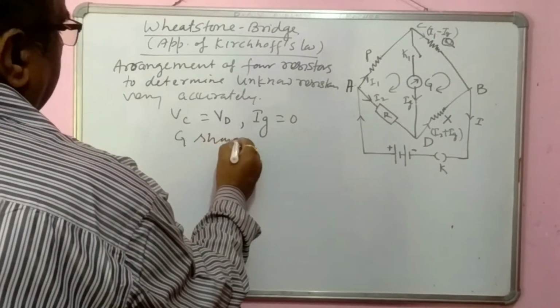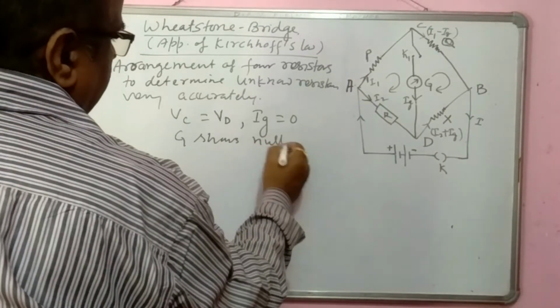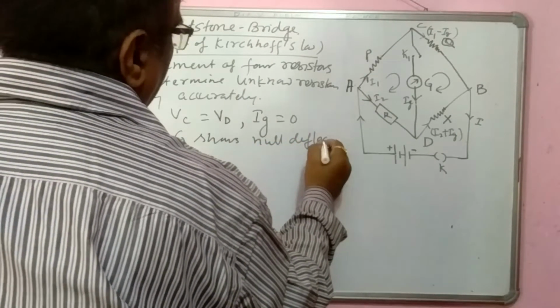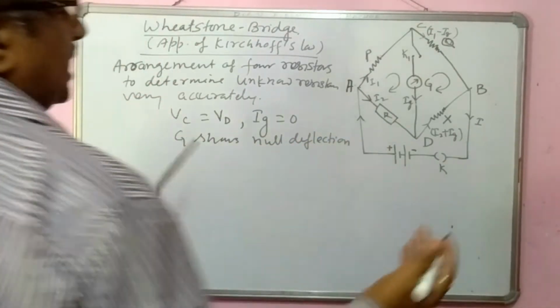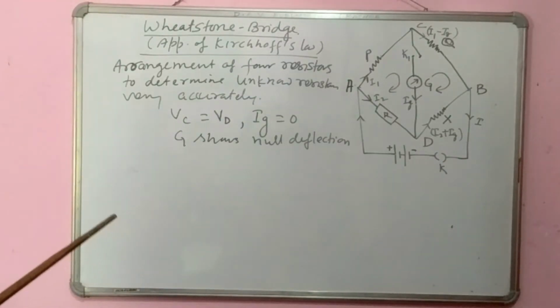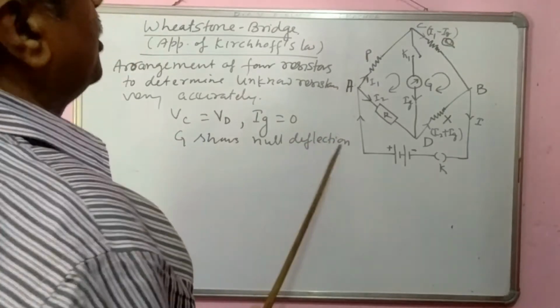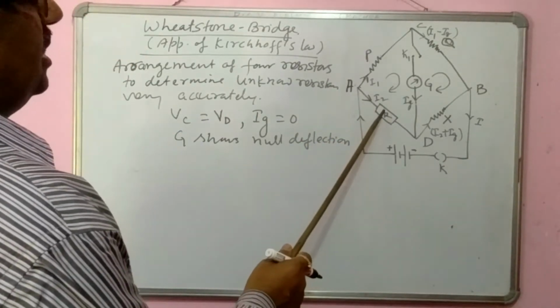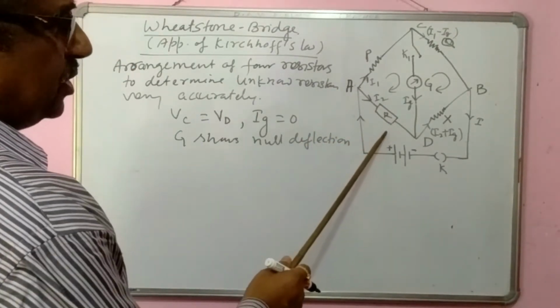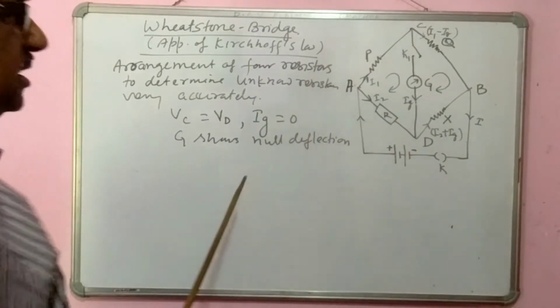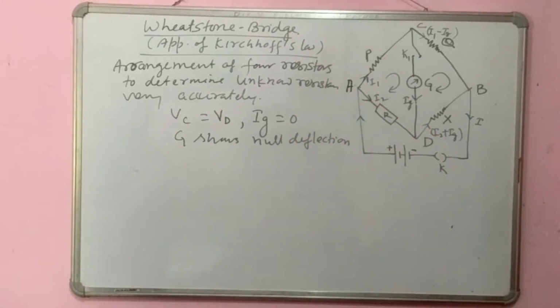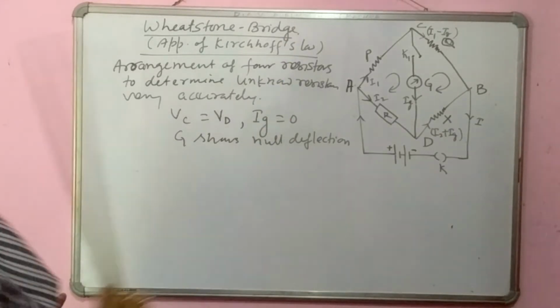and the galvanometer shows no deflection, which means no current is passing through it. It is done by you, the performer, how to adjust the value of R so that potential at C and D become equal. It will be done by you while calculating the unknown resistance.